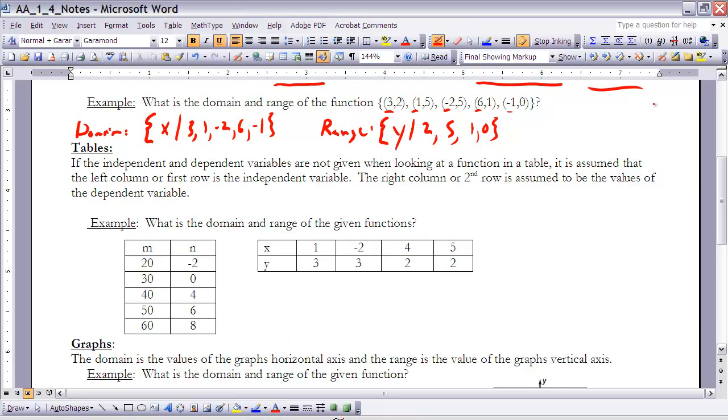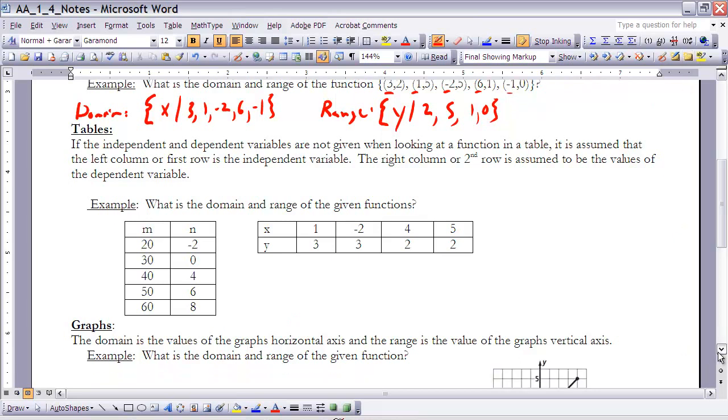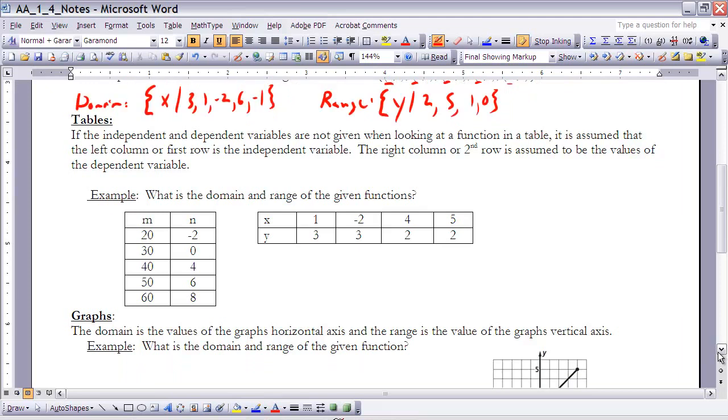When we look at it in terms of tables, the idea is very similar. If the independent and the dependent variable are not given when looking at a function in a table, it is assumed that the left column or the first row is the independent variable. Sometimes you'll be given a table and told which one is the independent one and which one's the dependent one. Other times, if they don't, we can assume that the left column or the first row is the independent variable. The right column, or the second row, would be the dependent variable.